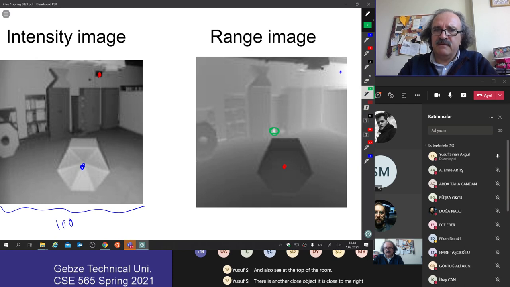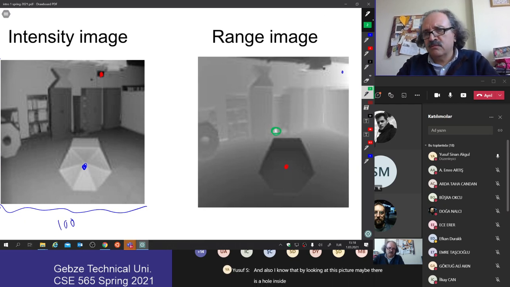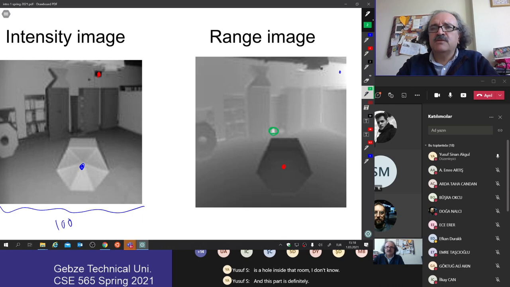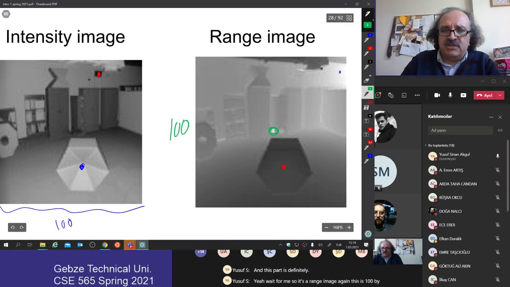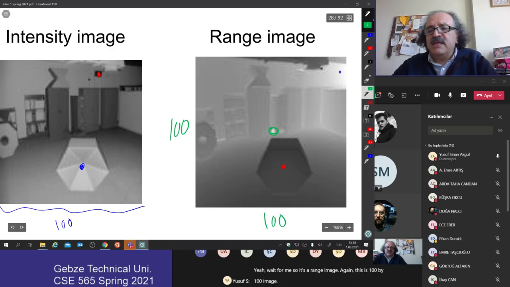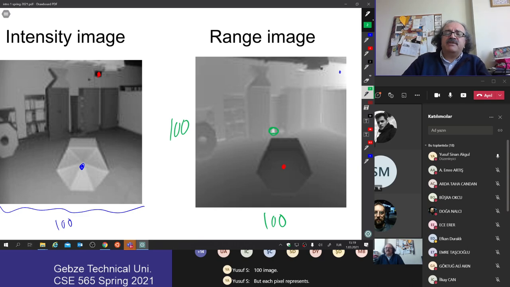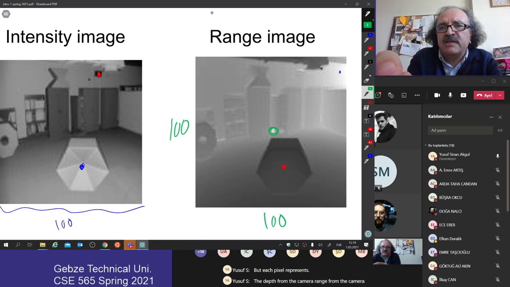And also I know that by looking at this picture, maybe there is a hole inside that room, I don't know. And this part is definitely away from me. So it's a range image. Again, this is a 100 by 100 image. But each pixel represents the depth from the camera, range from the camera, depth image or range image.